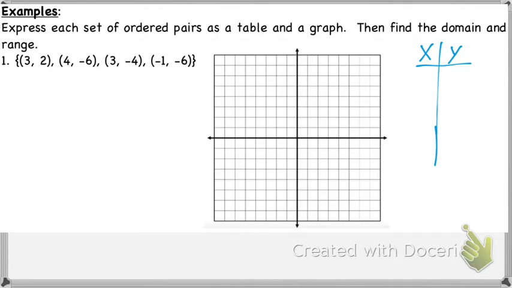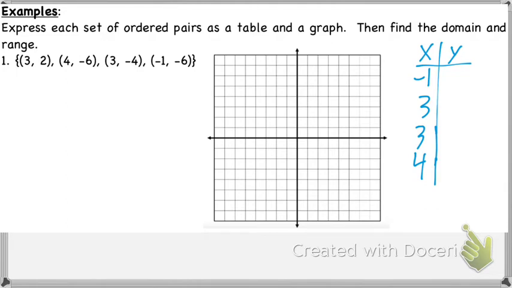The X's. What X's did you have? -1, 3, 3, 4. We have to put 3 both times here because they're 2 different points. For a domain, we don't repeat, but for the XY table, we want to list every single point.